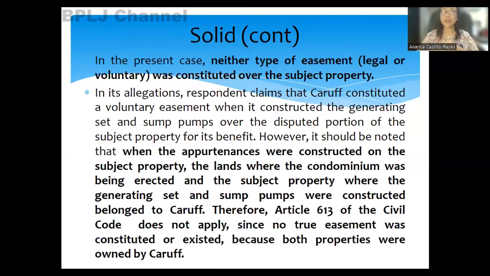In this case, neither type of easement, legal or voluntary, was constituted over the subject property. When the appurtenances were constructed on the property, the lands where the condominium was erected and the subject property where the generating set and some pumps were constructed belonged to Karuk. So there is only one owner of the 3 lots when this equipment was installed on one of the lots. Therefore, Article 613 of the Civil Code does not apply since no true easement was constituted or existed because both properties were owned by the same owner.